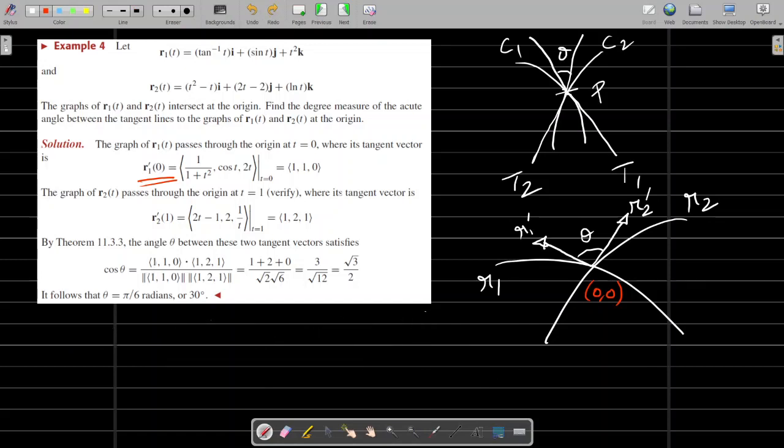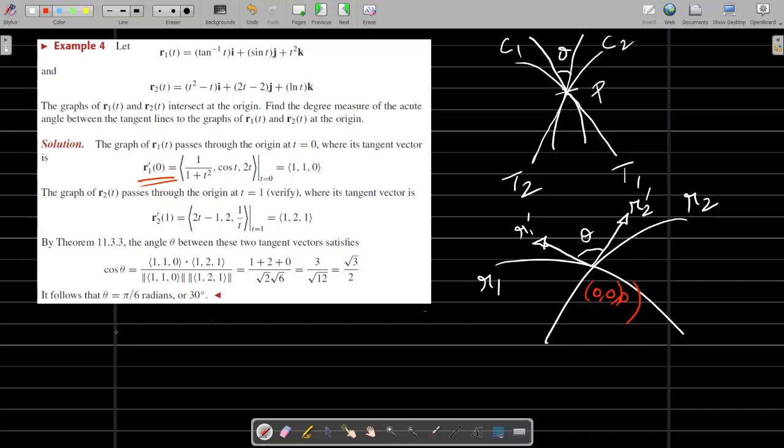Now we have to find r2 dash at 0, 0, 0. We have to find the value of t for which this function becomes 0, 0, 0, or the value of t for which r2 passes through the origin.